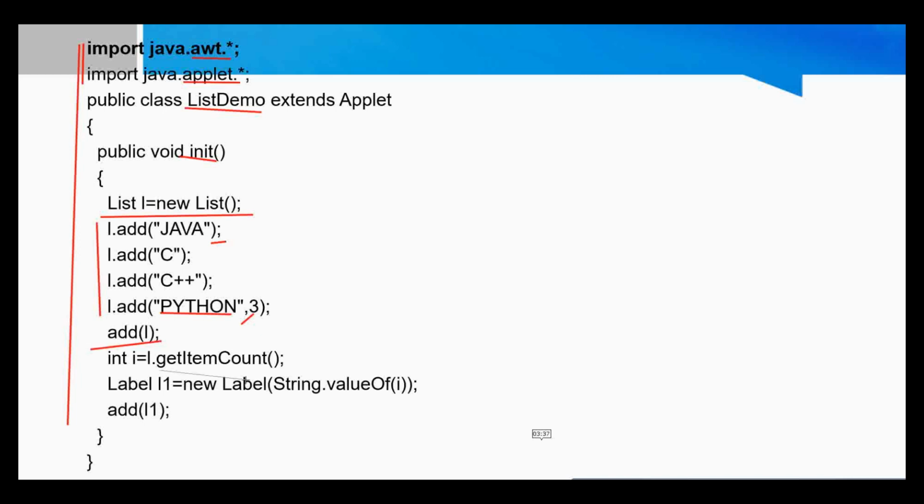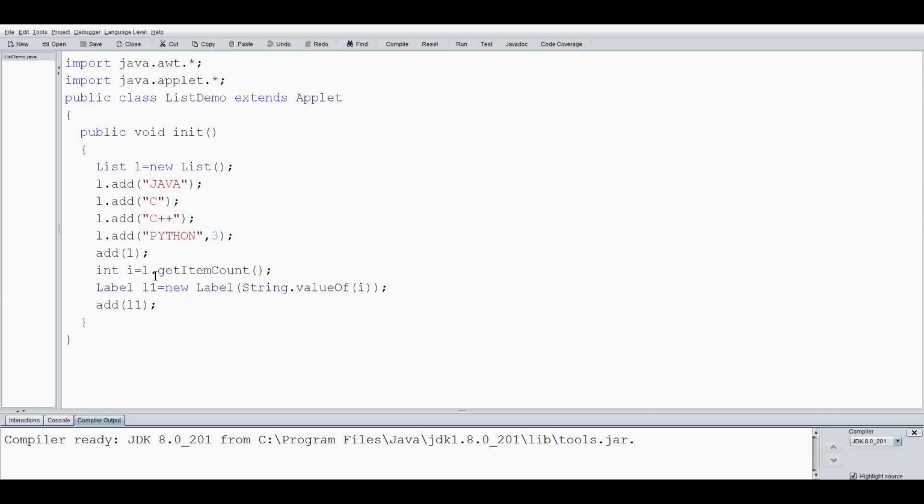We used the getItemCount method to get the total count of items in the list. We'll print this result with the help of a label. Here we use the String.valueOf method to convert the integer value into a string. At last we add the label to the applet window. Now let's run the program. I wrote this program in DrJava. You can use any Java IDE as per your convenience.